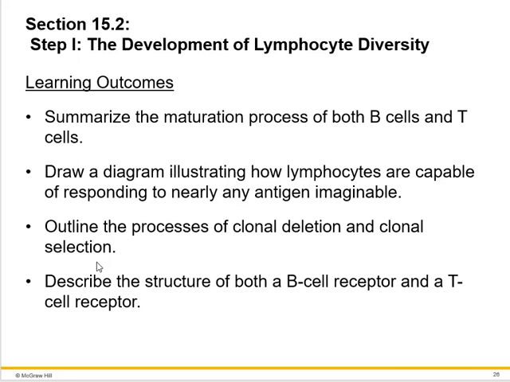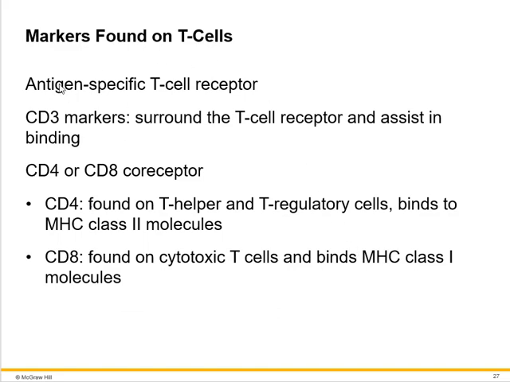Outline the process of clonal deletion and clonal selection, and then describe the structure of both B cell and T cell receptors. So the markers, just to revisit the markers on T cells, and this first section is really about differentiating between B cells and T cells. So on the surface you have CD3 markers that surround the T cell receptor, and they assist in binding.